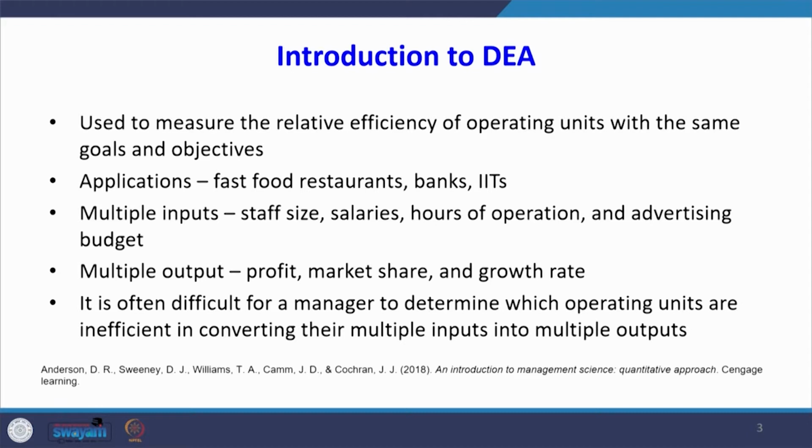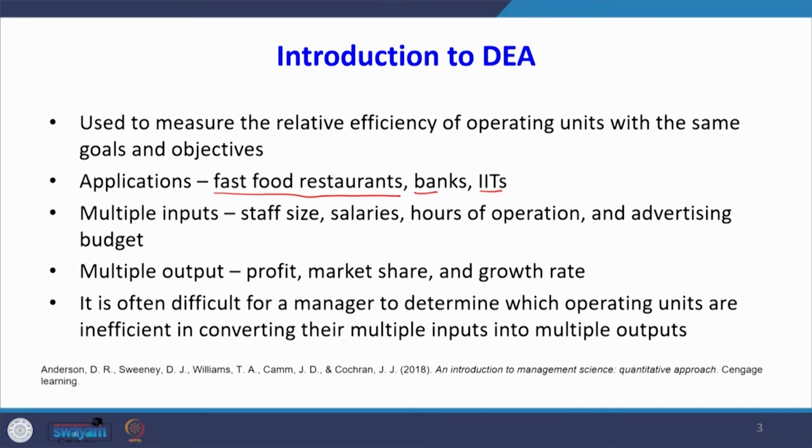So, this DEA is used to measure the relative efficiency of operating units with the same goals and objectives. Assume that in a city there are different restaurants of the same company name, or banks. It can even be used for comparing the performance of different IITs. Where the NIRF is used now, like this DEA analysis can be used for comparing the performance of IITs, IIMs, or within the same IIT, different departments' performance can be compared.